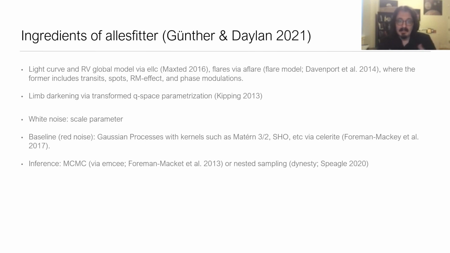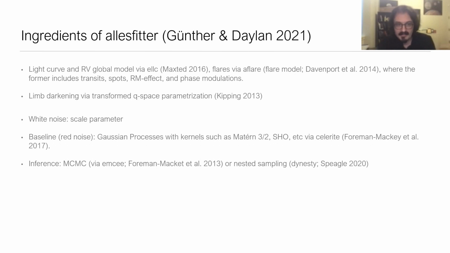And finally, these all take care of transit, spots, Rossiter-McLaughlin, and phase modulations. These are all taken care of by LC, and Jim's pipeline essentially allows flares to be modeled. We also model limb darkening. We use the parameterization proposed back in 2013 by David Kipping. And we treat both white noise as well as red noise.